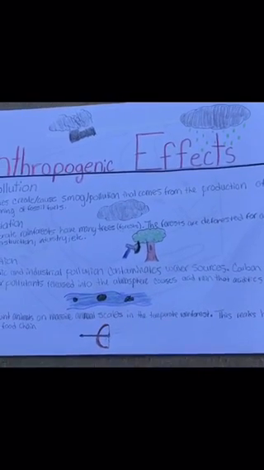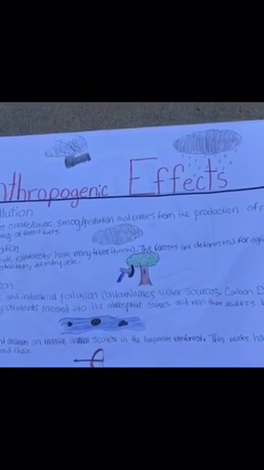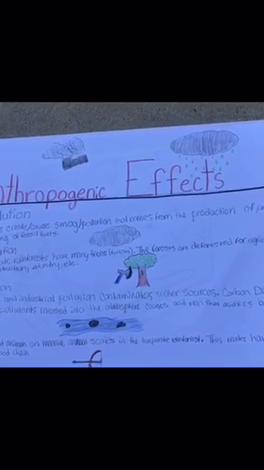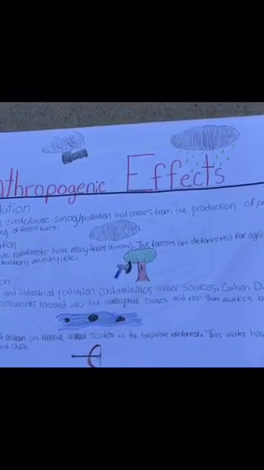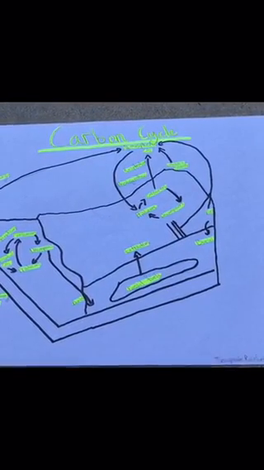Lastly, overhunting. Humans hunt on massive annual scales in the temperate rainforest. This wreaks havoc on the biome's food chain. The carbon cycle is part of the temperate rainforest. An example of this is when trees take up carbon, but when they are cut down, they release it into the atmosphere.